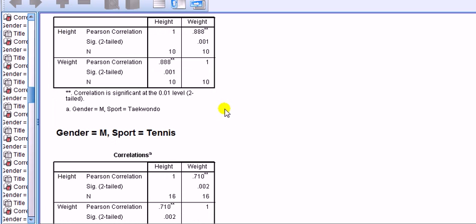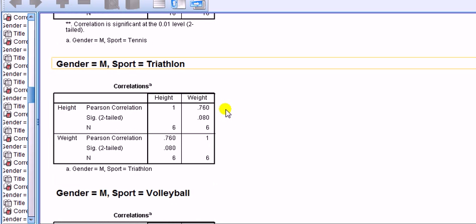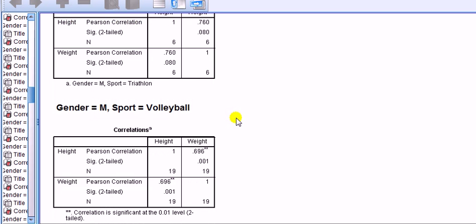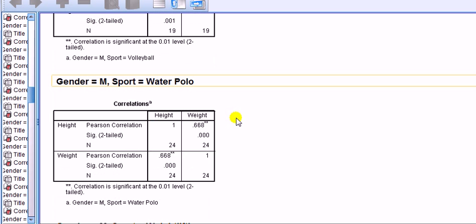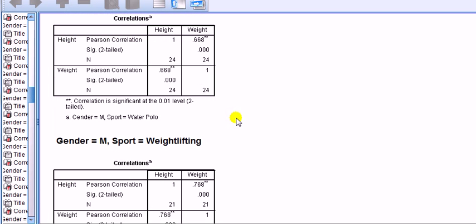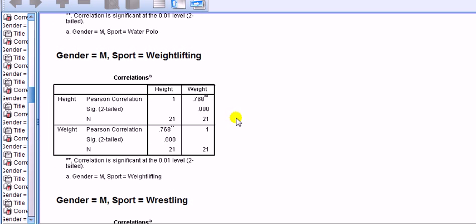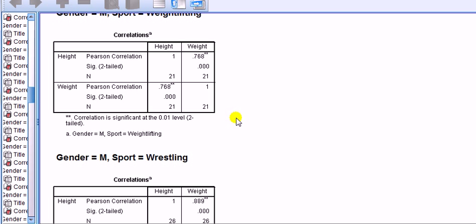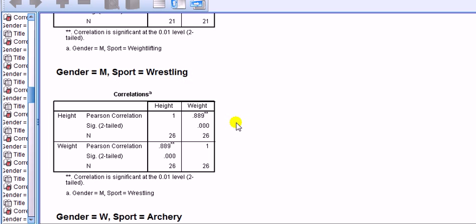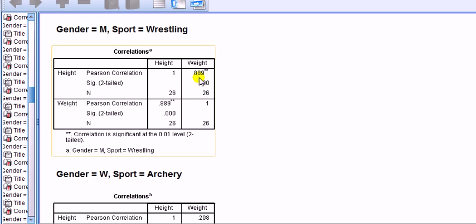Okay, taekwondo, 0.888. Tennis, 0.7. Triathlon, 0.76. Volleyball, 0.7. Water sport, 0.67. Weightlifting, 0.77. That's also got 0.77. Wrestling, I don't think that's started yet. I'm looking forward to seeing some wrestling.